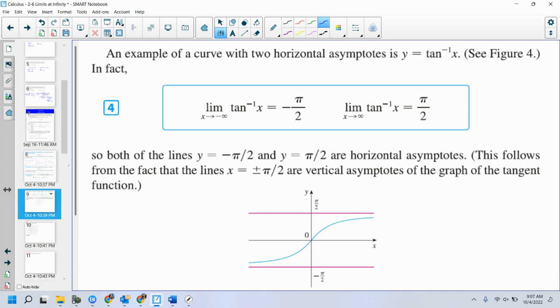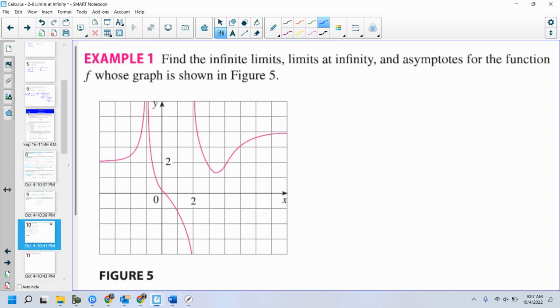Okay, so let's take a look here. We're going to find a couple things. We're going to find infinite limits and limits at infinity, because again, we're going to make that distinction between what those mean. Those phrases look very similar, but they do not mean the same thing. We're going to talk about infinite limits, limits at infinity, and then asymptotes. Why are we going to discuss asymptotes? Well, because that ties in with limits at infinity and infinite limits.